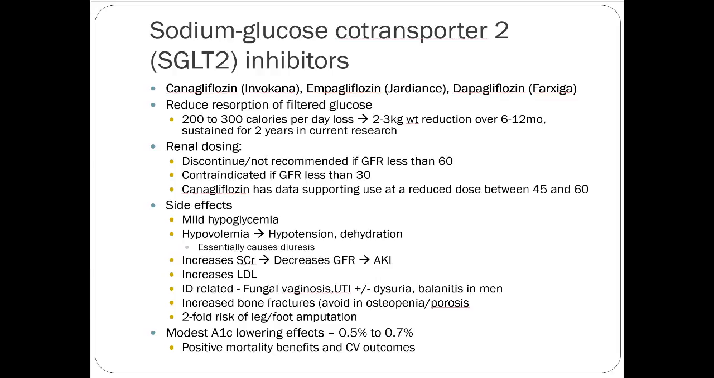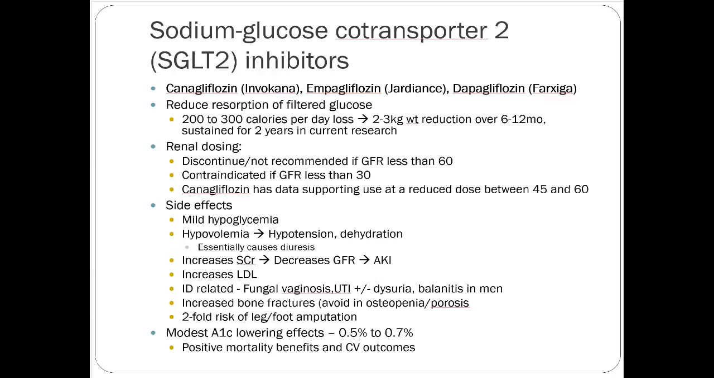People might also lose some weight with it. Just by taking this medication, you probably lose about 200 to 300 calories per day of lost energy source via the glucose that's getting filtered out. That's about 2 to 3 kilogram weight reduction over 6 to 12 months. So that's going to be somewhat decent for the average patient who's struggling with weight loss and diabetes. This was sustained also through 2 years of research. So it's not like it's an initial thing that they gain back. It does sustain that weight loss.